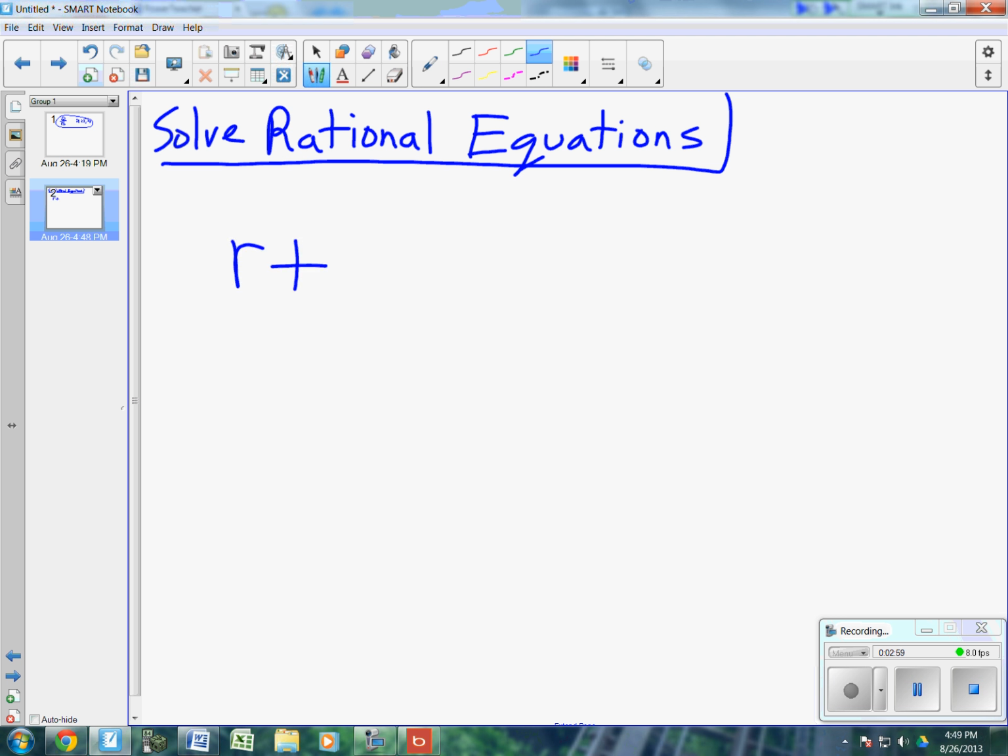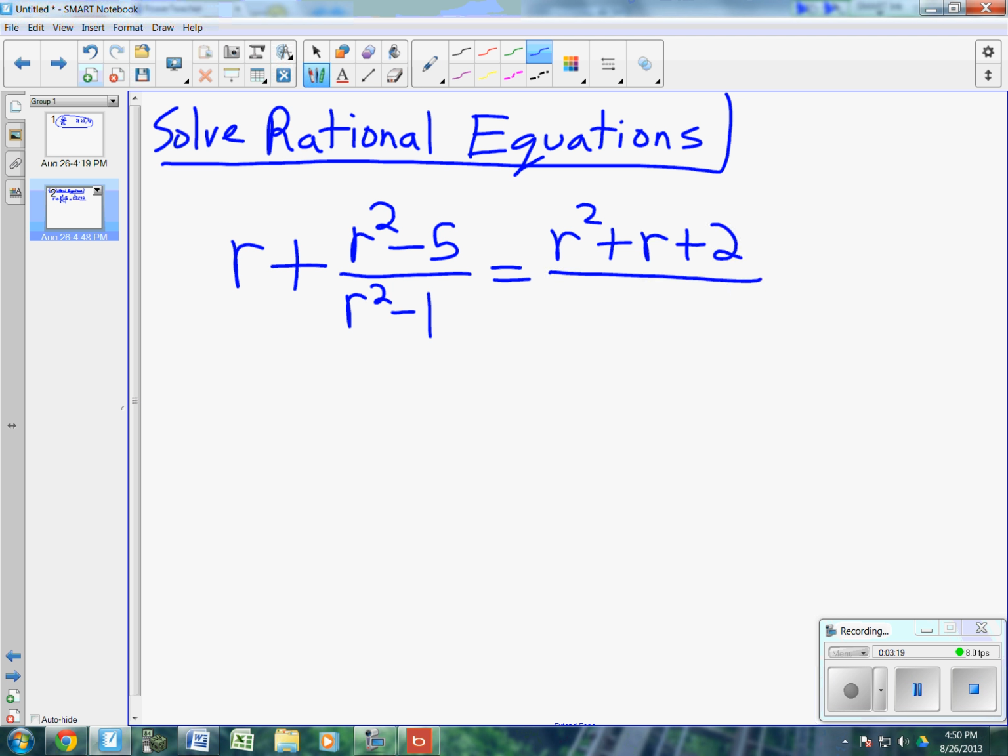R plus, I think we had r squared minus 5 over r squared minus 1 equals r squared plus r plus 2 all over r plus 1. And we were supposed to solve this equation. So we started through it. I can't remember if we even finished it. I think we did finish it, but a lot of you didn't understand because I think you don't remember factoring.